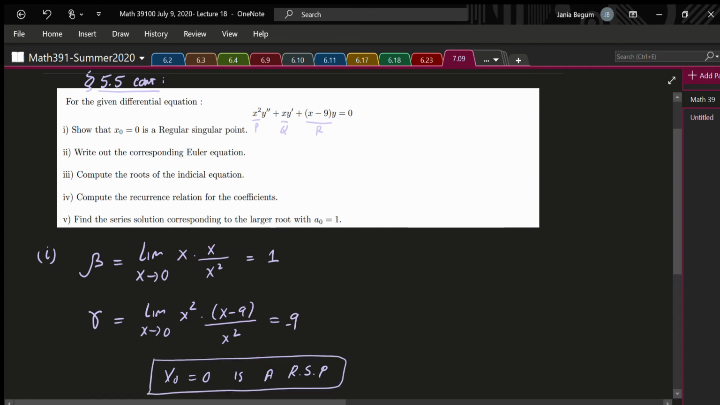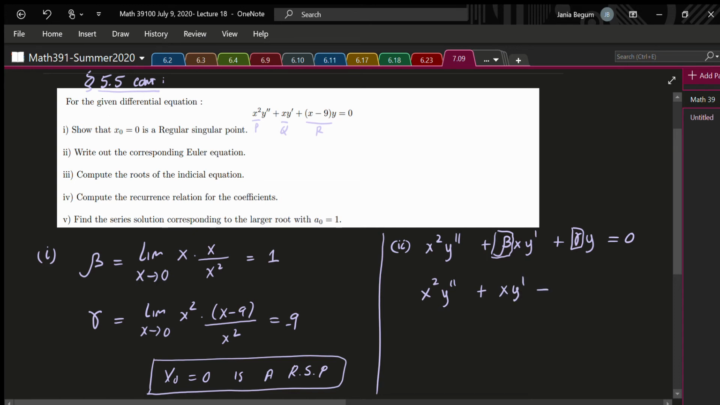Now for the second part, we want to write out the corresponding Euler equation. We already did half of the work for that question. The Euler equation is in this form: x squared y double prime plus beta x y prime plus gamma y equals 0. We know what these coefficients beta and gamma are from part A. Plugging those in, we have x squared y double prime plus 1 x y prime minus 9y equals 0. So that's the corresponding Euler equation. Any questions?